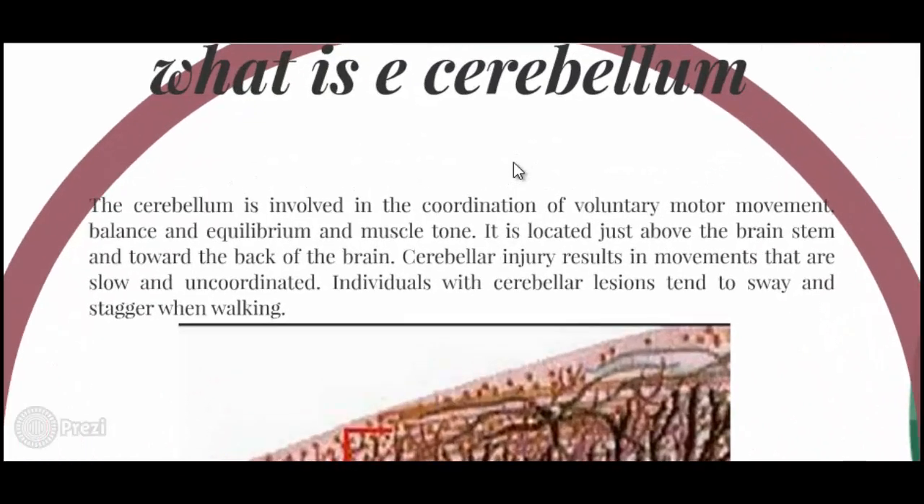What is cerebellum? The cerebellum is involved in the coordination of voluntary motor movement, balance, and equilibrium, and muscle tone. It is located just above the brain stem and toward the back of the brain. Cerebellar injury results in movements that are slow and uncoordinated. Individuals with cerebellar lesions tend to sway and stutter when walking.